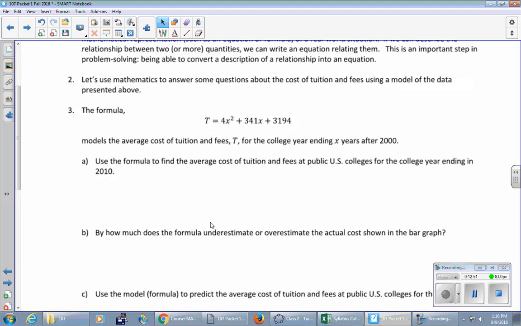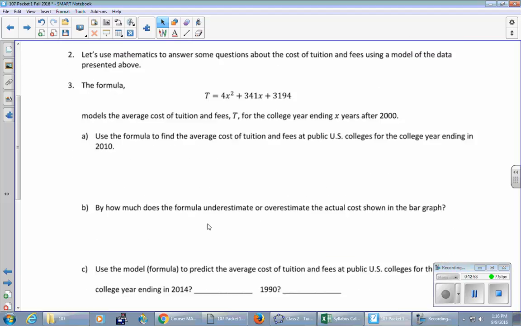So let's come back to this packet here. Number 3, there's our formula. T standing for what? Tuition, T for tuition, and x is got to be the time. Now, honestly, the person that writes this in the packet, it's their job to tell you what the variables stand for, and it's written out here. We just have to read it. Average cost of tuition and fees is T, college year ending x years after 2000.